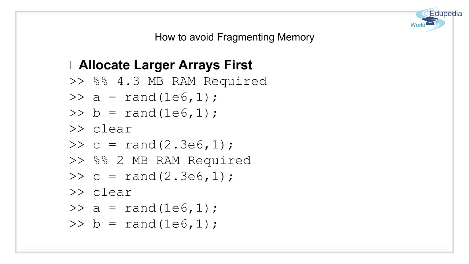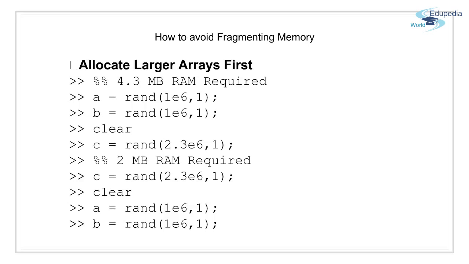Consider the first segment of the code. It requires approximately 4.3 MB of RAM. This is because Matlab might not be able to reuse the space previously occupied by two 1 MB arrays when allocating space for a 2.3 MB array. First, variable A is allocated a memory of 1 MB, then B is allocated a memory of 1 MB. Then they are cleared. But then C is demanding 2.3 MB of memory.